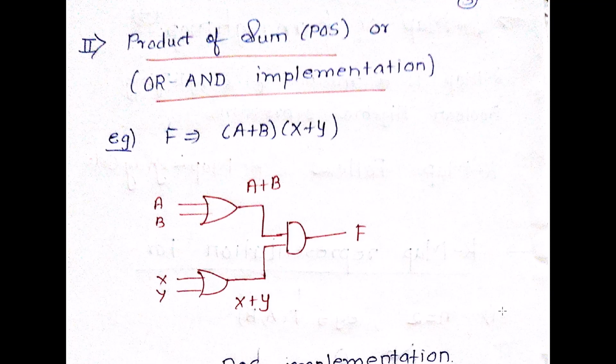Similarly, you have product of sum, that is POS, or AND implementation. I hope I'm getting very clear to you. So when I talk about product of sum, what do I mean by this? Try to understand. You have a function given as (a plus b) and (x plus y), right? So when I talk about a plus b, it indicates the product of some terms. So a plus b is a sum term, x plus y is a sum term. It is just a product of it. Hence, it is called product of sum.